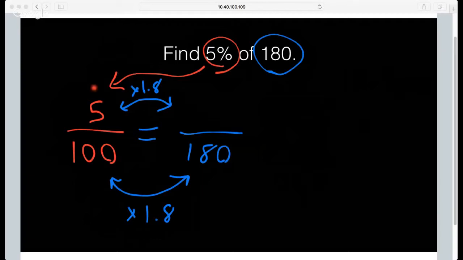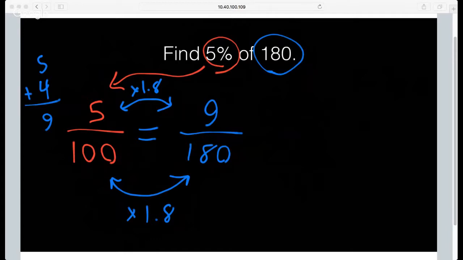And again, we could do this in our head. 5 times 1 is 5. I write that off to the side, 5. And then 5 times 8 parts would be 40, right? 5 times 8 is 40. But in this case, it would be 4.0. So we have now 4 more ones. So we have 5 plus 4, because we had those 5 ones from before. And that's 9. So in this case, 5% of 180 is 9.